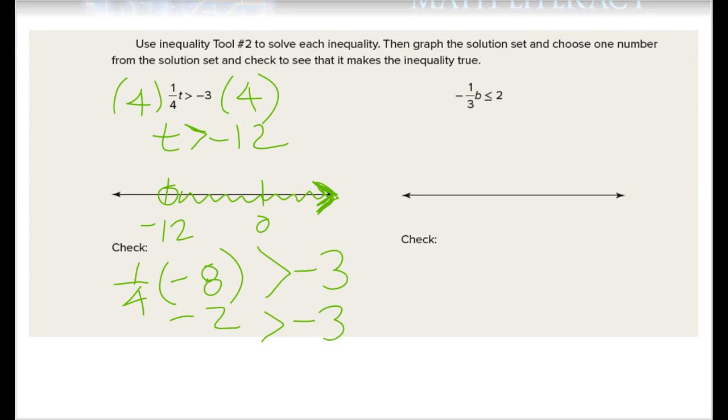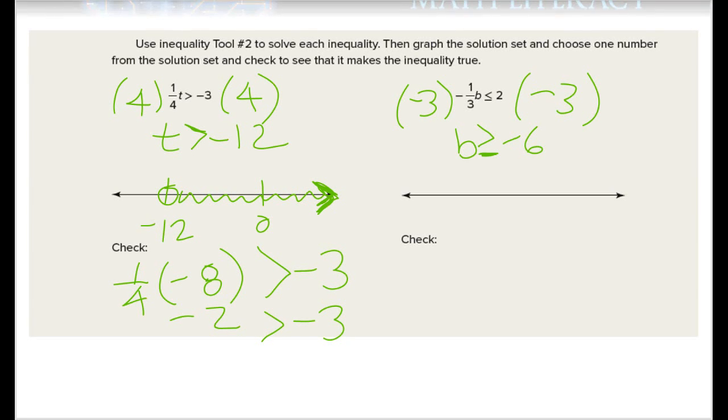Over on the other side, well, we have to multiply both sides by -3. Negative times a negative is a positive. 3 times a third is 1. 1 times b is b. And negative 3 times positive 2 gives us negative 6. But since we multiplied by a negative, we have to change our sign. Instead of less than or equal to, we say greater than or equal to.